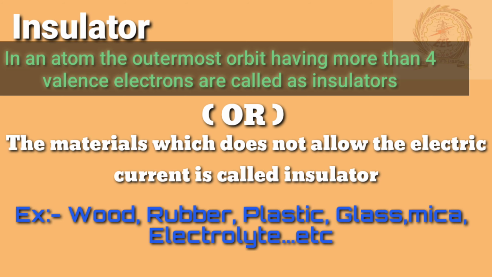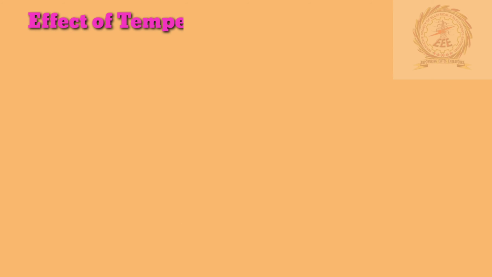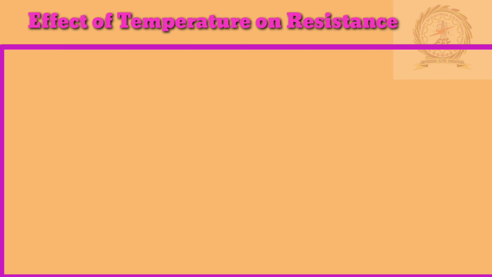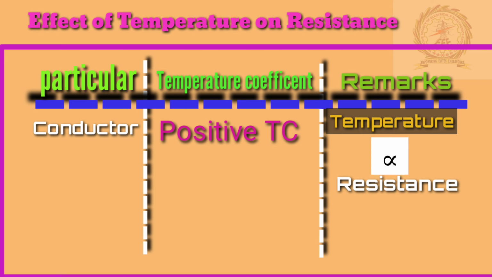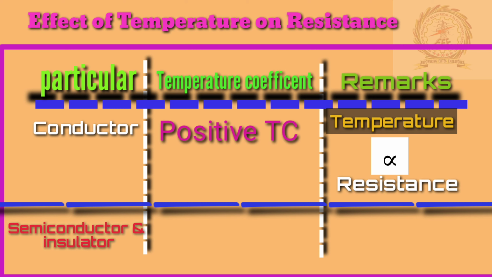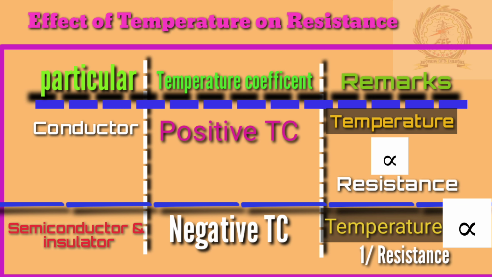Now we will move to concept 2. Effect of temperature on resistance. By observing the table, conductor is positive temperature coefficient. Shortcut is temperature is directly proportional to the resistance. Semiconductors and insulators are negative temperature coefficient. The shortcut is temperature is inversely proportional to the resistance. From these two concepts, we will see some important objective bits.